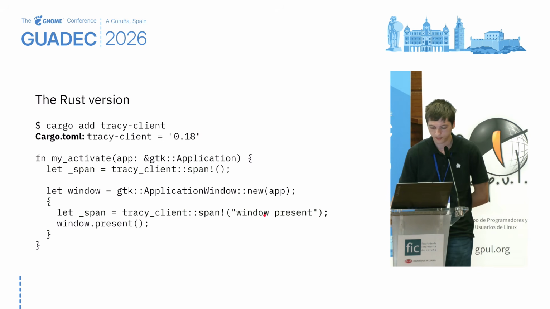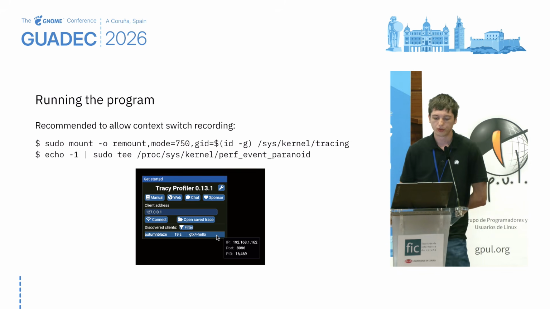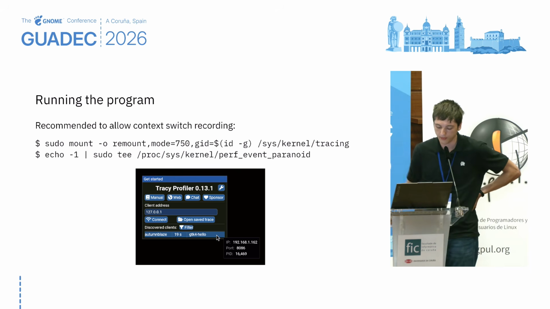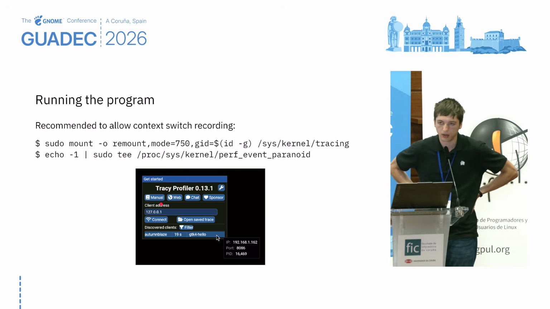So now let's record it. Before running the app, I suggest you run these two commands. They mount the kernel tracing system. They allow Tracy to collect context switch data, which comes in quite useful. So then you run the target program, you run the profiler UI, and you see this kind of panel. Here you can enter the IP address of the client to connect. So Tracy can actually profile over network, which is very useful. We'll see it come in handy later.